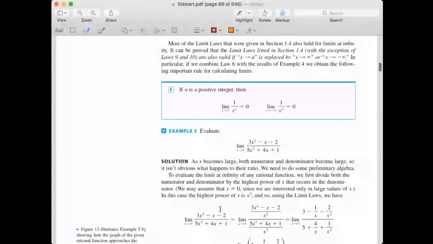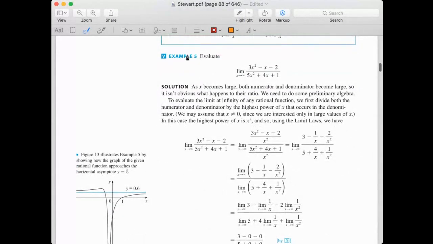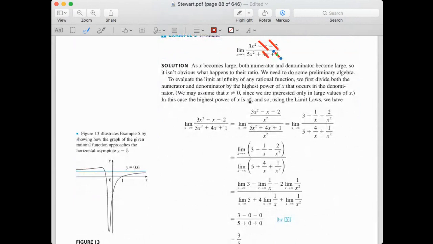Let's see some more examples. Let's see this one. Okay, example 5. So we want to evaluate this rational function when x approaches infinity. So what do we do? We use the ignore rule. Take the leading terms. Forget about the lower terms. Forget about negative x. Forget about negative 2. Forget about 4x. Forget about 1. So we're left with 3x squared over 5x squared. x squared over x squared, that's 1. So we're left with 3 over 5. The limit of a number is just the number. So the limit is 3 over 5. Right? So that's a simplified version of this example.